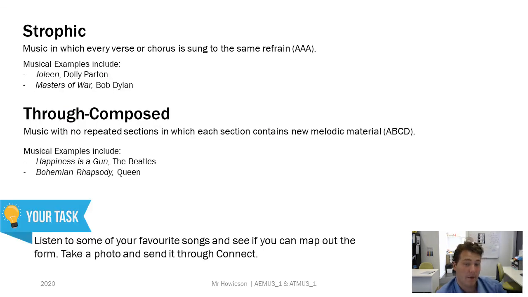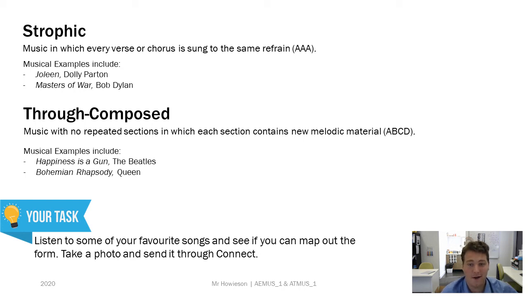The last two forms that we're going to be talking about today aren't technically in your syllabus, but they are really important to know: strophic and through composed. These two are opposites of each other. Strophic form is music in which every verse or chorus is sung to the same refrain or the same melody. Your musical examples are Jolene by Dolly Parton and Masters of War by Bob Dylan. Remember that Masters of War is one of our set works.